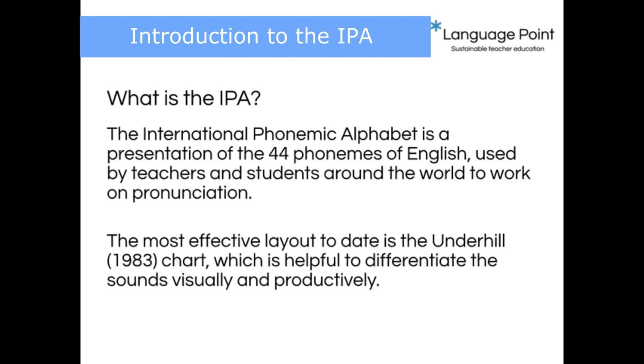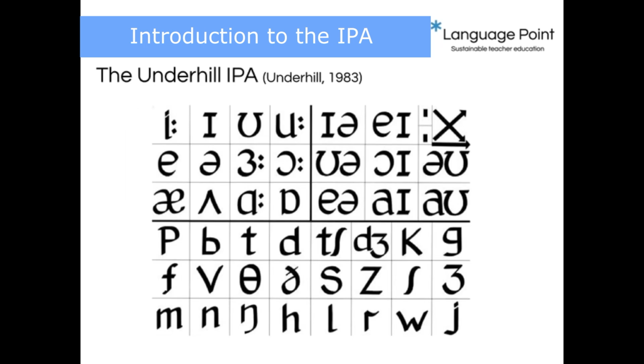The most effective layout of the phonemic alphabet is one designed by Adrian Underhill in his book Sound Foundations, and this is really helpful to differentiate the sounds visually and in production. So we'll see how this chart works now, and I'll also give you some links to Adrian Underhill's YouTube channel, which is fantastic and goes further than I ever could to describe and explain the relationships between the sounds on his chart. So this is the Underhill IPA.